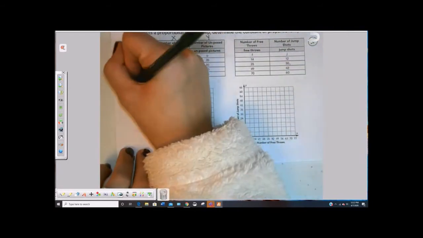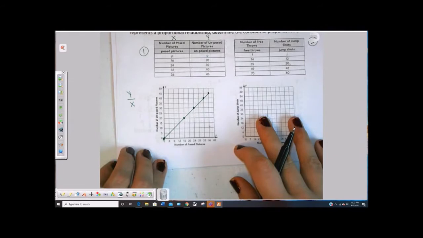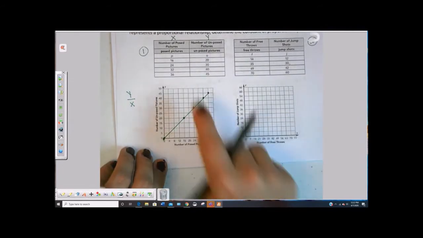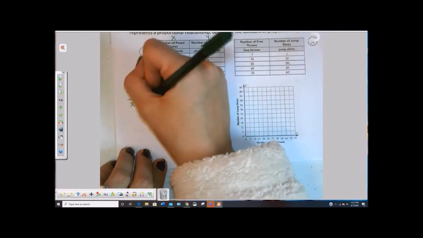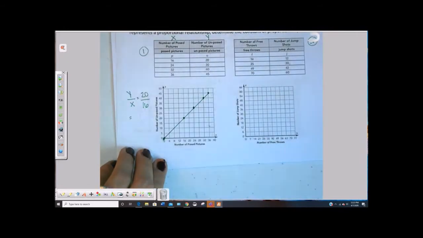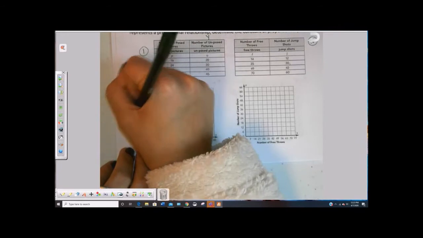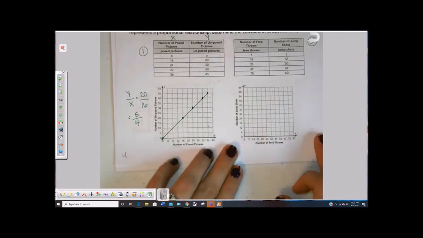So now we're going to find our constant. And remember, constant is y over x. So if I look at my table, I'm just going to use the first point they give us. So 20 is your y, 16 is your x. And when we simplify that, you get 5 over 4. So our constant is 5 over 4. And that's it. And now we're going to move to number 2, and we're going to do the same thing.